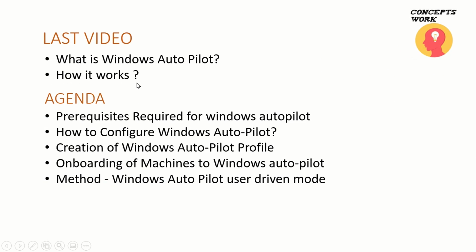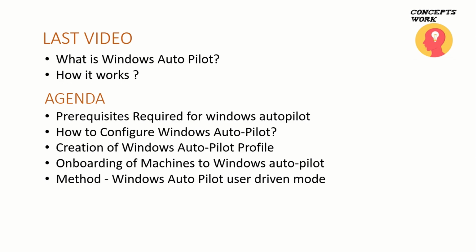The core agenda of this video will be knowing what the prerequisites required for Windows Autopilot are, how to configure Windows Autopilot settings from the Endpoint Manager portal, what the purpose is behind creating different Windows Autopilot profiles, and how to manually onboard machines to Windows Autopilot. As I've said before, the method that we are going to cover will be Windows Autopilot user-driven mode. In a nutshell, there are 5 different methods available, but this video is scoped for Windows Autopilot user-driven mode.